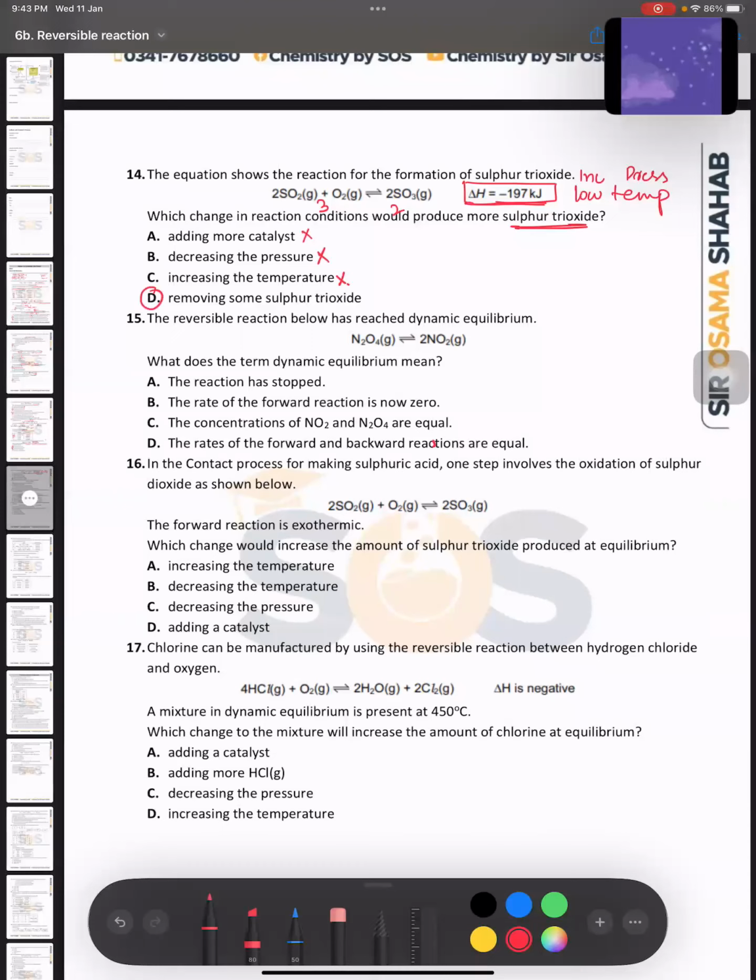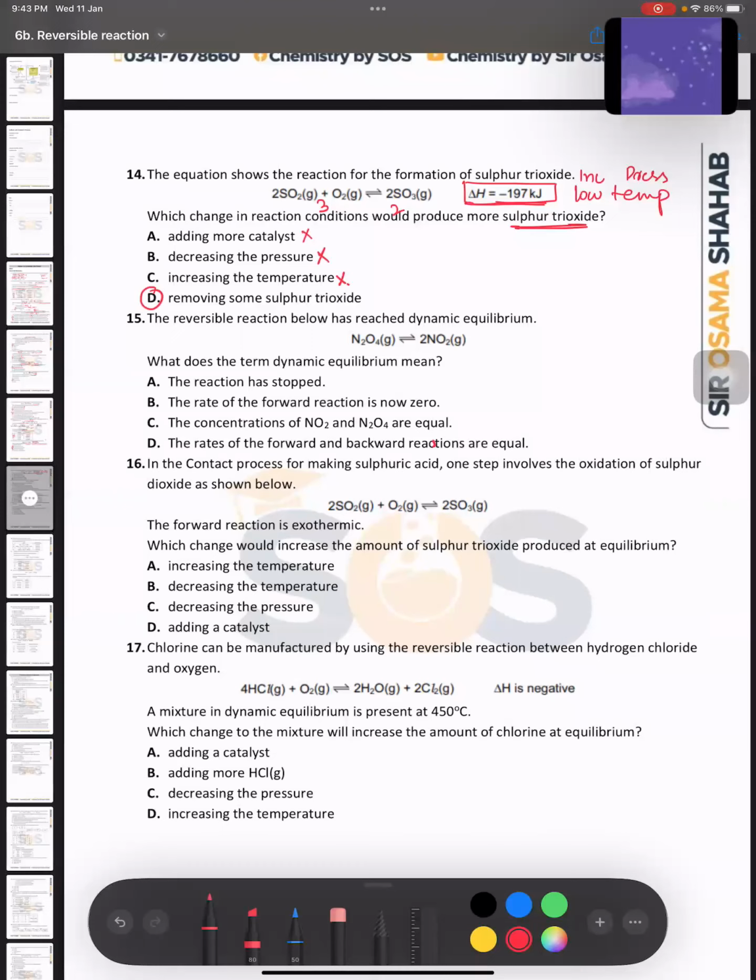Removing some sulfur trioxide. Definitely when you remove sulfur trioxide, the amount on the product side should be lower, and the equilibrium shifts towards the right hand side, more product would be formed. So the right answer will be D.